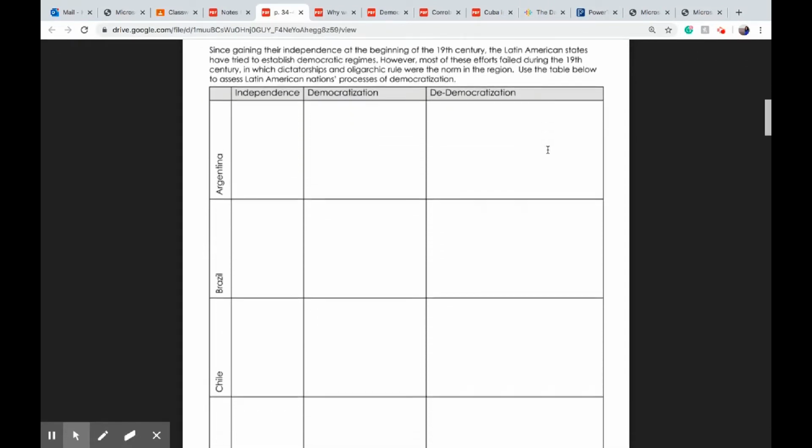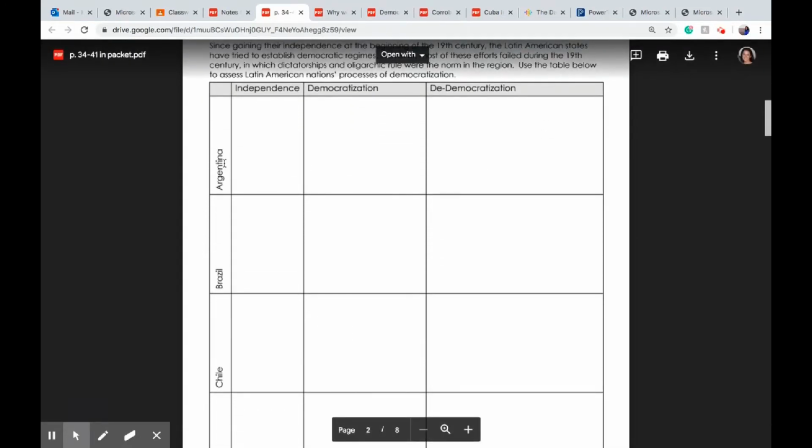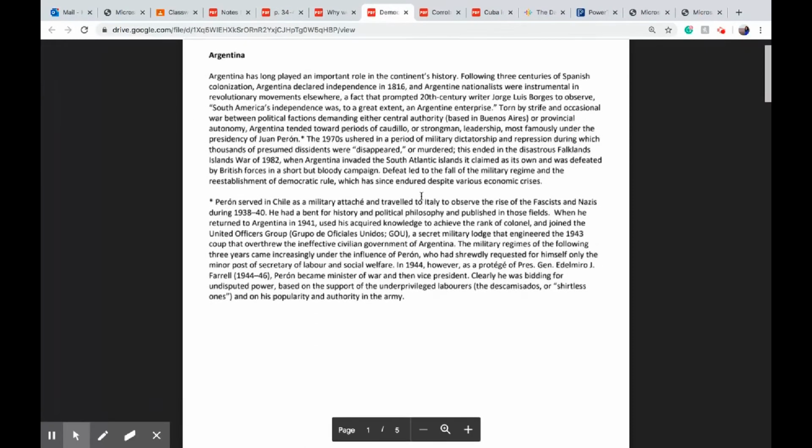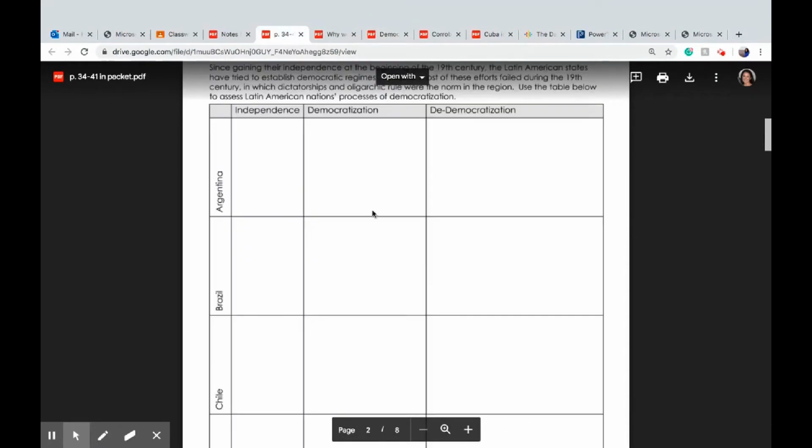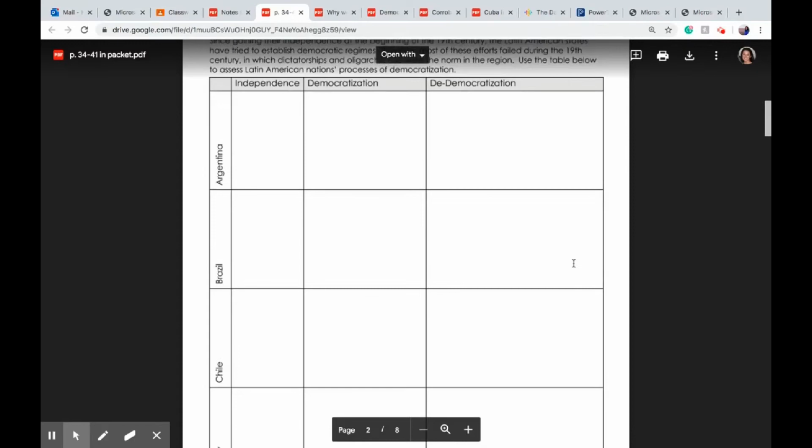Once you've done that, each group member will take a different case study in this document called Democratization. Each page is a different case study. Complete your row and share.